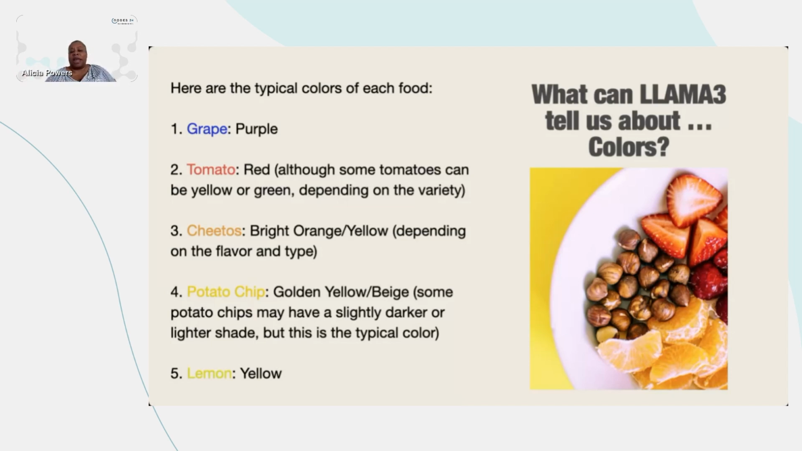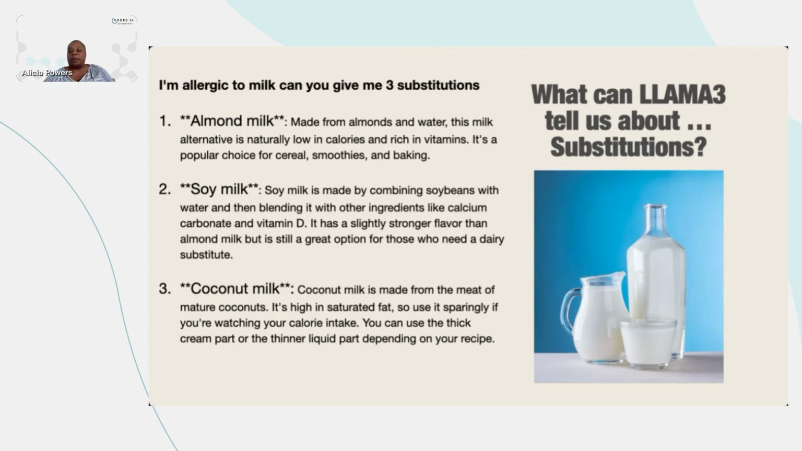But it even knows brand names like Cheetos. So there are lots of opportunities to understand the colors of foods as well. And then the final thing, which is probably the most important, is getting substitutions. So milk is a very common allergy for people or intolerance. And it was able to tell me almond milk, soy milk, and coconut milk as potential other things that people could use, as well as why you might use it and under what circumstances.